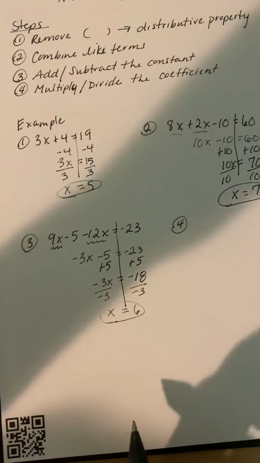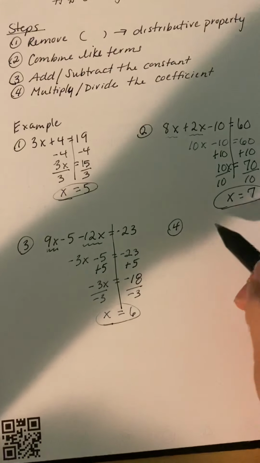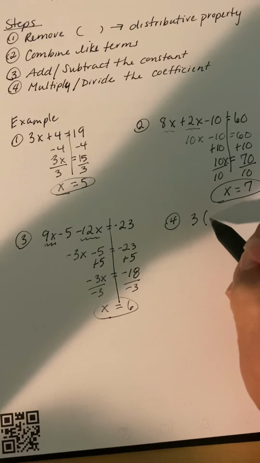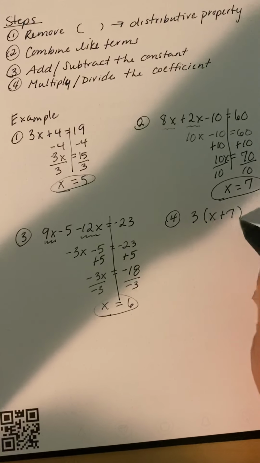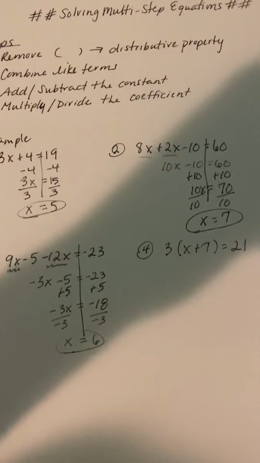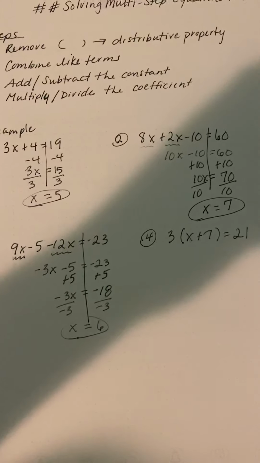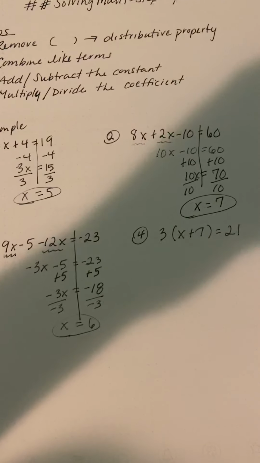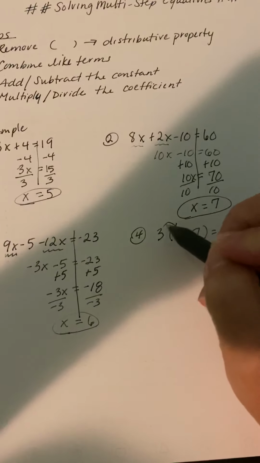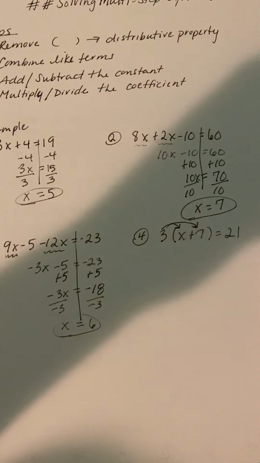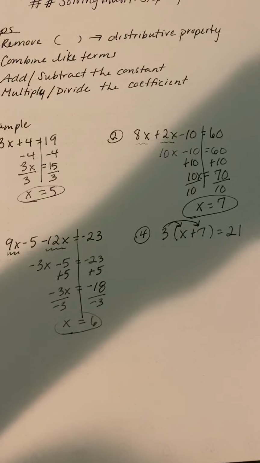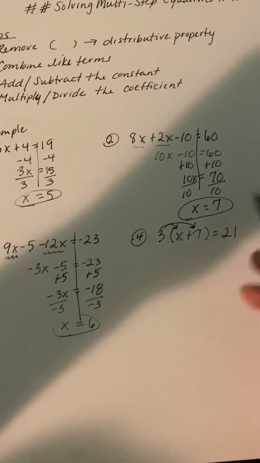Example number 4 here, we're going to do 3 parentheses x plus 7 equals 21. So we're going to start with our rules, which is remove the parentheses. This problem does have parentheses, so we're going to start by distributing. Remember, distribute really just means to multiply. We're going to take that 3 and multiply it to everything inside the parentheses there. So 3 times x is 3x.